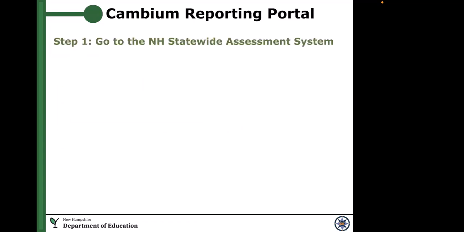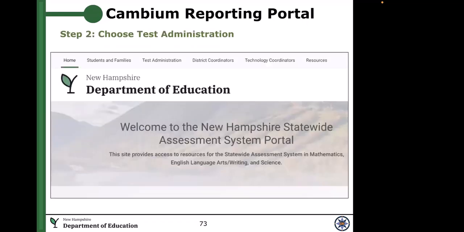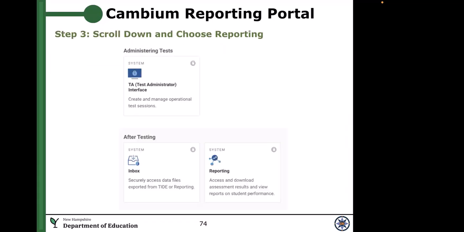To get into the reporting portal, it's the exact same way you get into all of the other test administration areas. You're on this homepage, you click test administration, and scroll all the way down to the bottom. Just a heads up, right now the reporting portal is not up and going. They're doing some uploads of students into Tide and everything. So it says coming soon, but it will look like this once you are able to get in there. You click right on reporting.